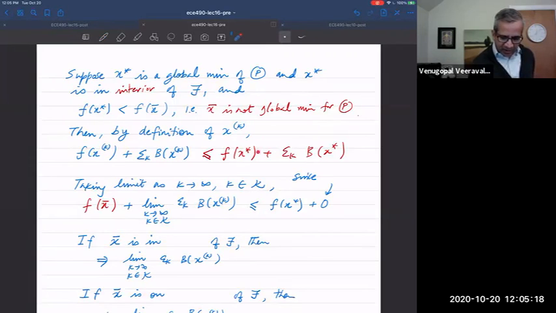On the right-hand side, this is not dependent on k, so that just becomes f of x star. But this one, epsilon k, is going to 0, but we have to be careful. What about b of x star? b of x star is assumed to be an interior point, so the barrier has to be finite, right? So the barrier is finite, b of x star is finite.